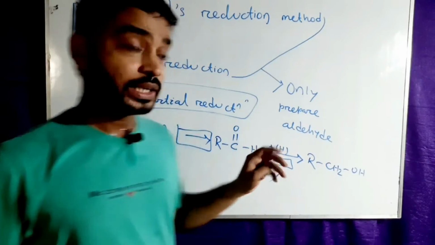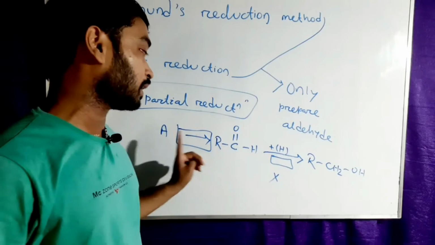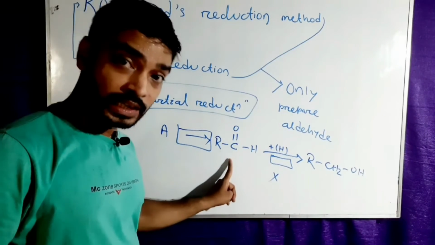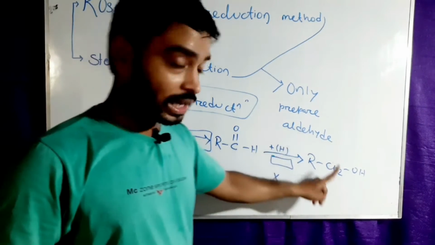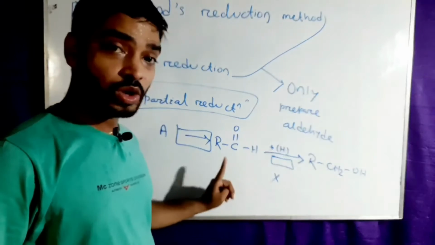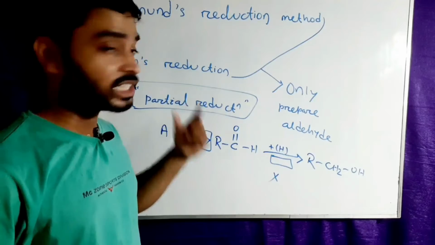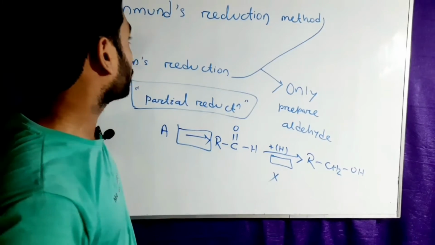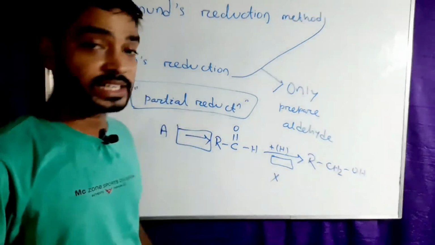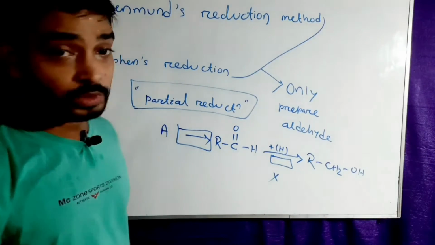So it is a partial reduction method, because upon complete reduction a chemical which can produce aldehyde can also produce alcohol, but upon partial reduction the reaction will stop at aldehyde. The two processes we are going to learn belong to partial reduction. Let's start with the first one, the Rosenmund reduction method.